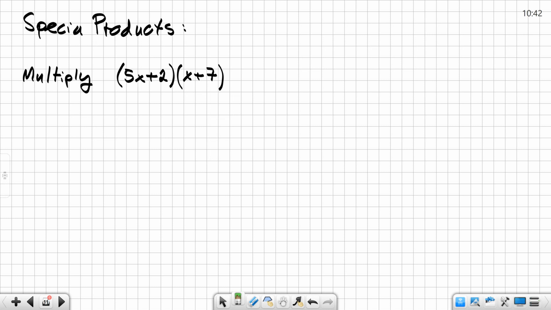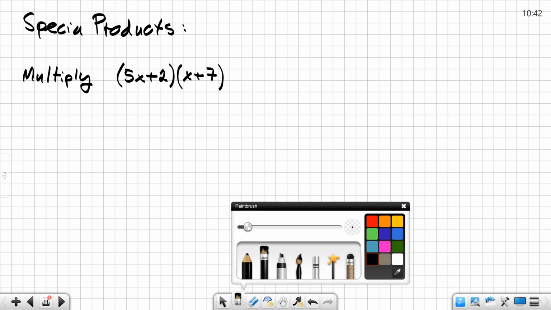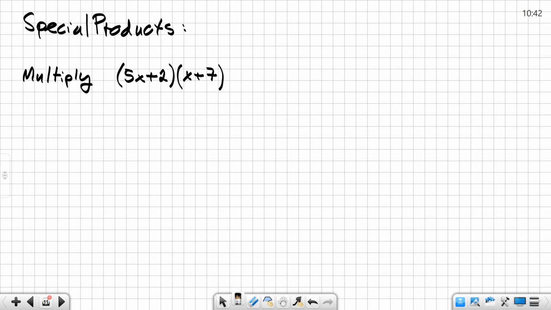We are now looking at some special products for polynomials. Let's first multiply something out that is not really all that special. 5x plus 2 times x plus 7.